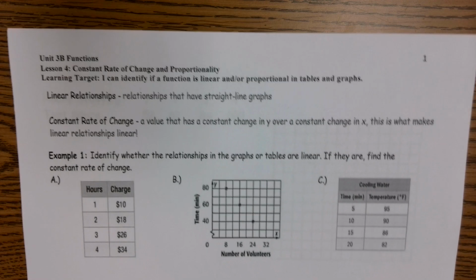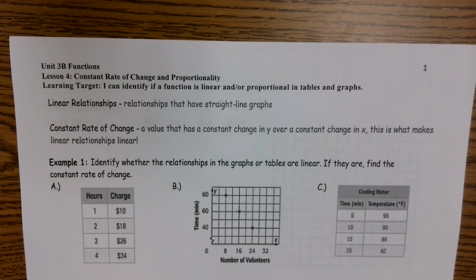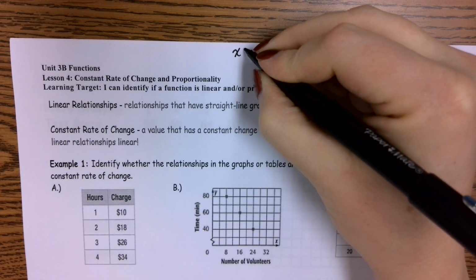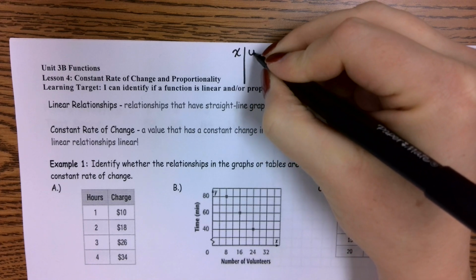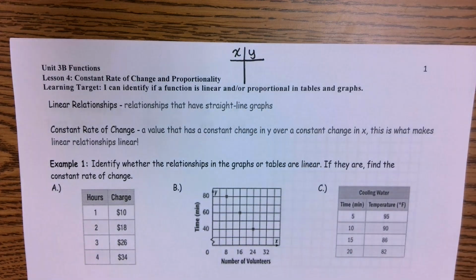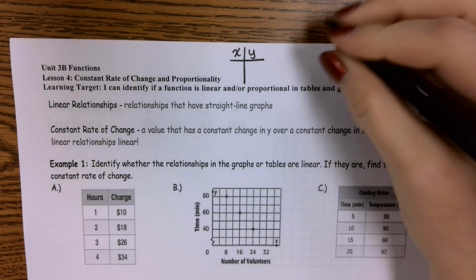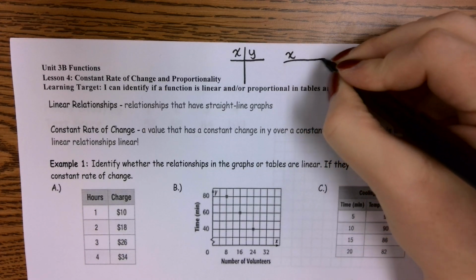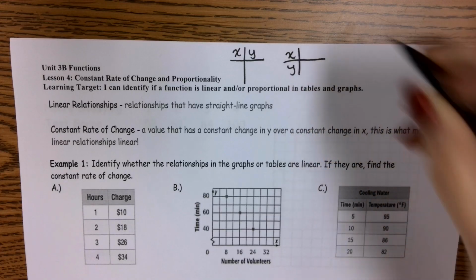So typically speaking, if we're talking about a table that's set up in a vertical format, a vertical table typically has your x values on the left side and your y values on the right side. We call that a vertical table. If it is a horizontal table, most of the time our x value is on the top and our y value is on the bottom.